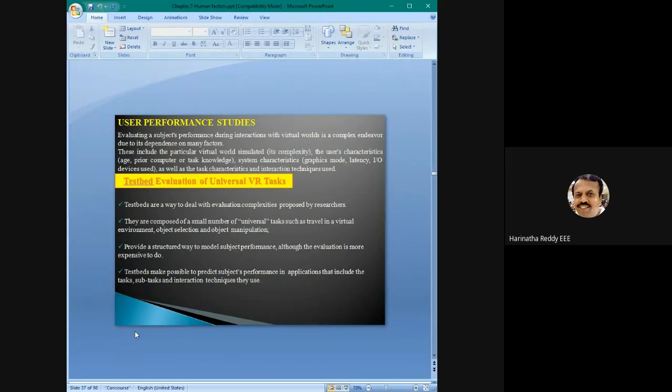These test beds make it possible to predict subject performance in applications that include the task, subtask, and interaction techniques. Please do remember these test beds will definitely make it possible to predict subject performance in applications that include the task, subtask, and interaction techniques that we use.